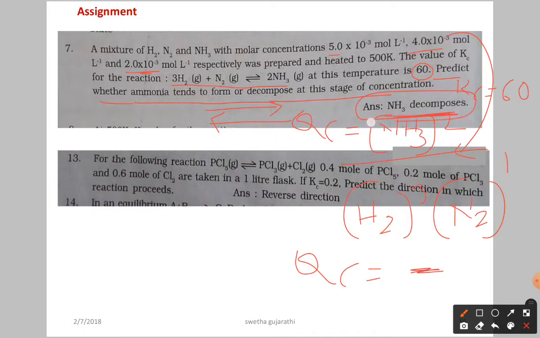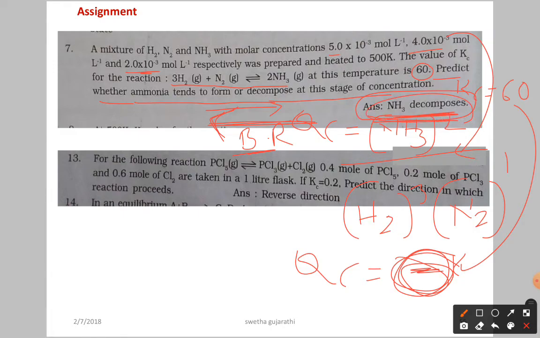Ammonia going to decompose means you are going to get the backward reaction favorable. That means you definitely have to get more than 60 for this answer. I am not telling the answer, you have to work it out. Based on the answer, if ammonia is going to decompose, it favors the backward reaction. Once the backward reaction, Qc value is more. If Qc value is greater than Kc value, it indicates backward reaction. So definitely you have to get a value more than 60. Work out on this.